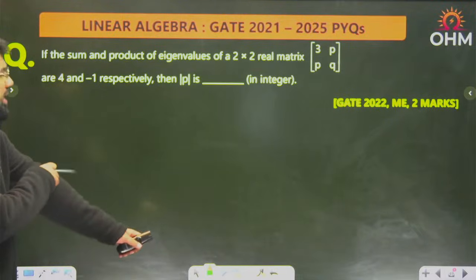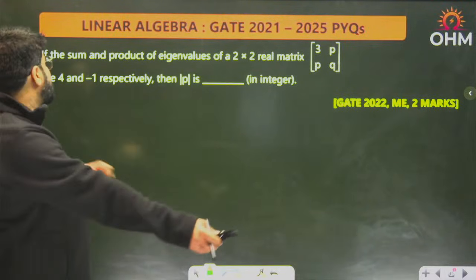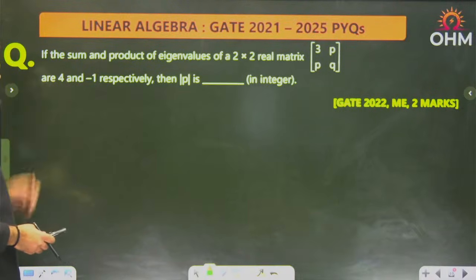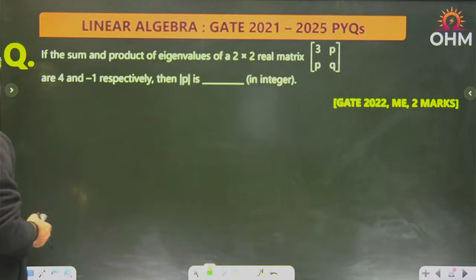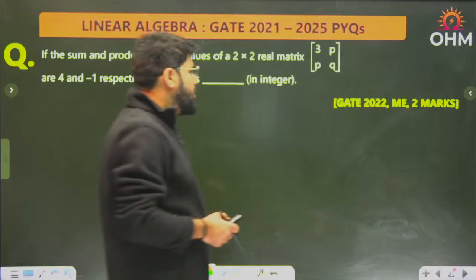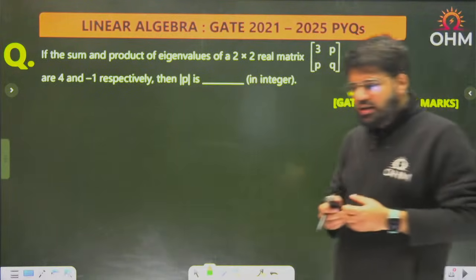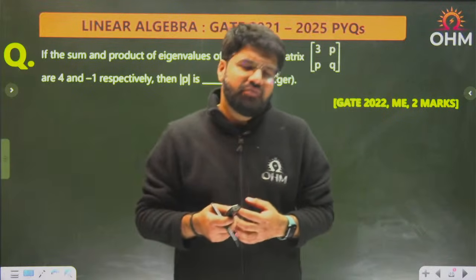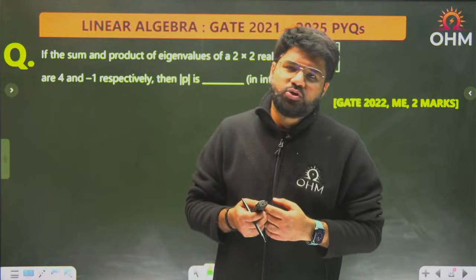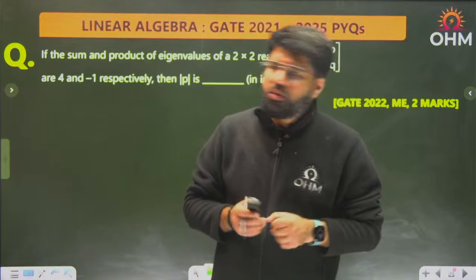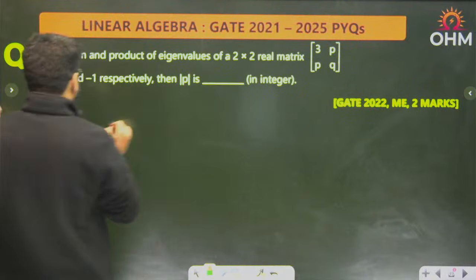All right, now an eigenvalue and eigenvector based question. If the sum and product of eigenvalues of a 2 cross 2 real matrix are 4 and minus 1 respectively, then, a very simple question for 2 marks. But this is what forms, many a time, the most important and very frequent question on eigenvalues, based only on sum and product. What is the sum of eigenvalues?